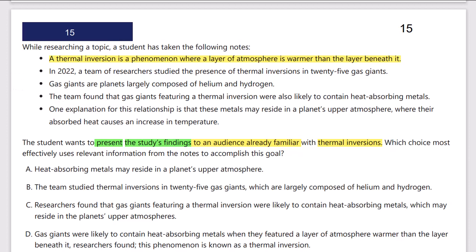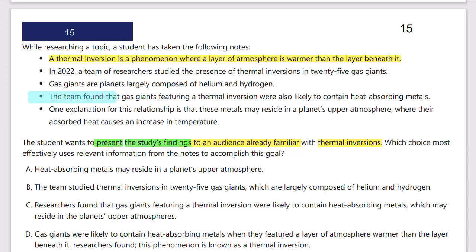So the first bullet point gives us our background information, in this case about thermal inversions. A thermal inversion is a phenomena where a layer of atmosphere is warmer than the layer beneath it. So the audience is already familiar with that. I don't want to include information from that in my answer choice as I look at it. Let's keep reading the bullet points. In 2022, a team of researchers studied the presence of thermal inversions in 25 gas giants. So that's what the study was. Gas giants are planets largely composed of helium and hydrogen. A little background on what they're studying.